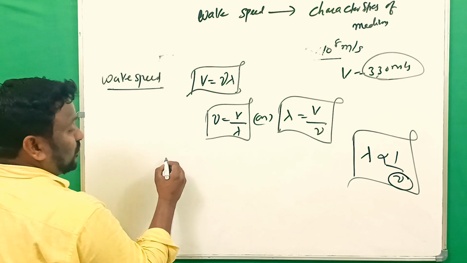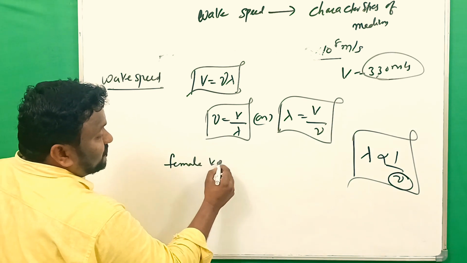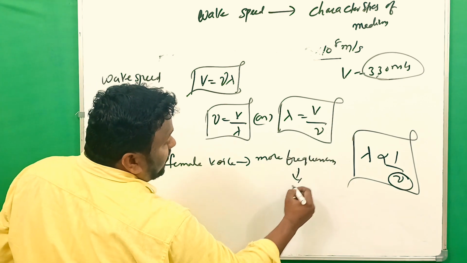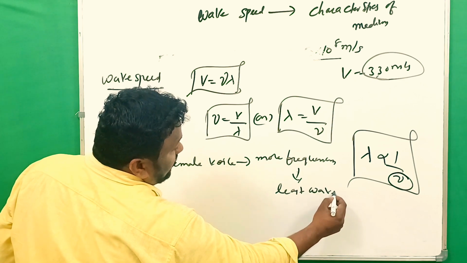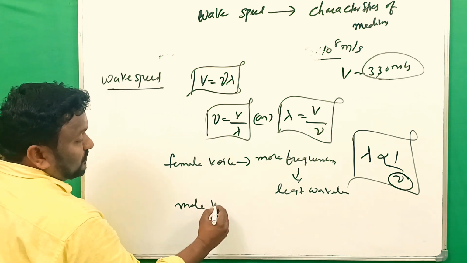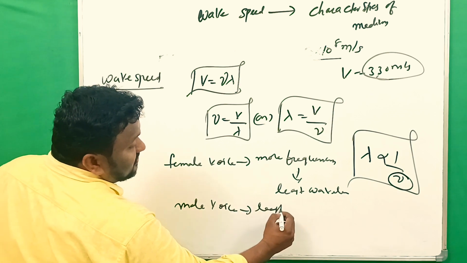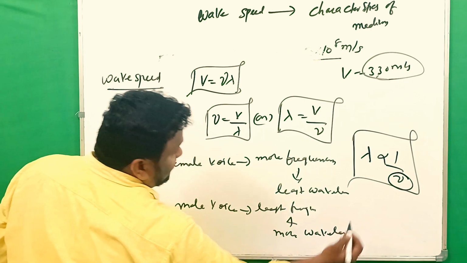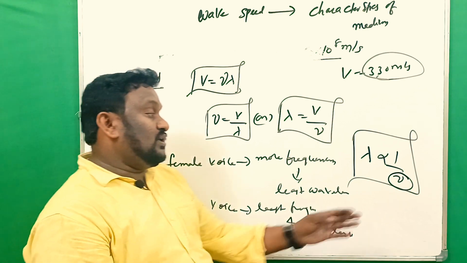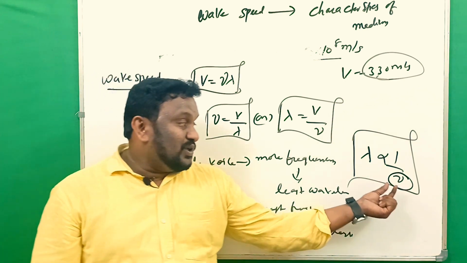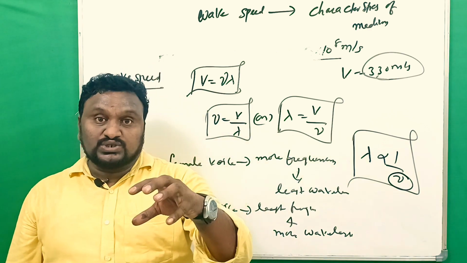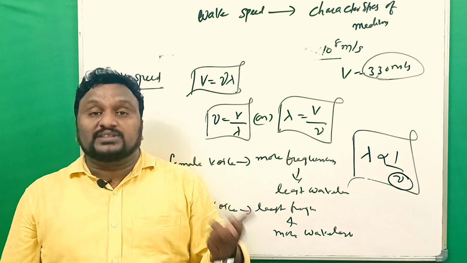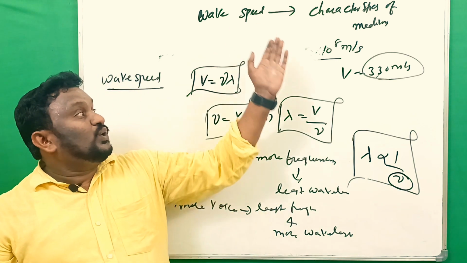In general, a female voice has more frequency but less wavelength compared to a male voice. A male voice has the least frequency and more wavelength. So this is the relation between frequency and wavelength. The frequency of the wave depends upon the source, while the wavelength is the adjustable thing. So this is simply about wave speed.